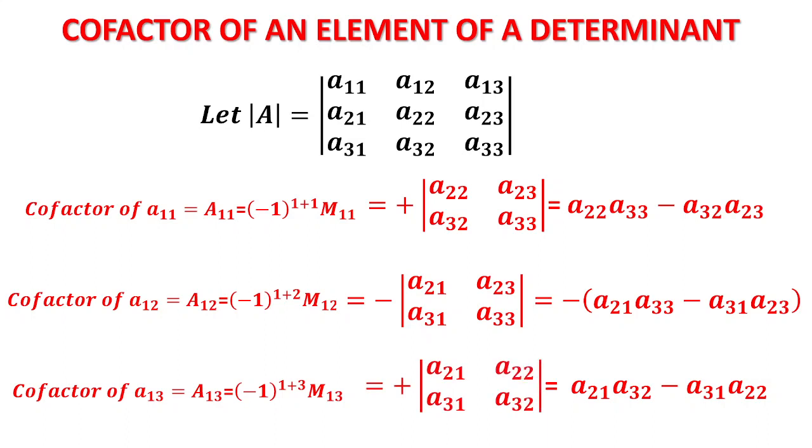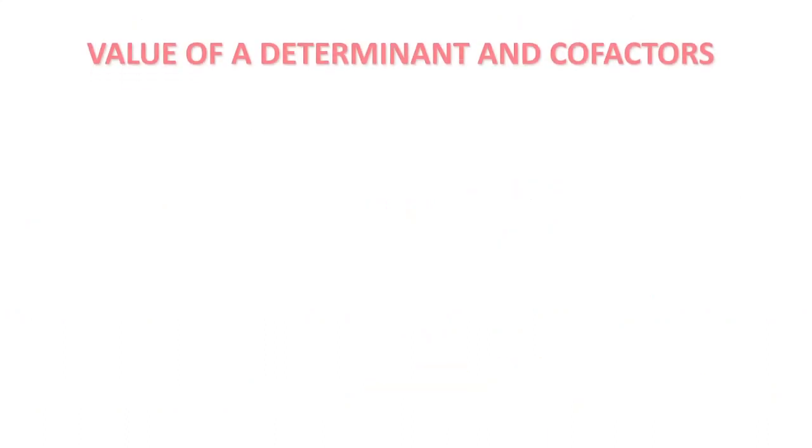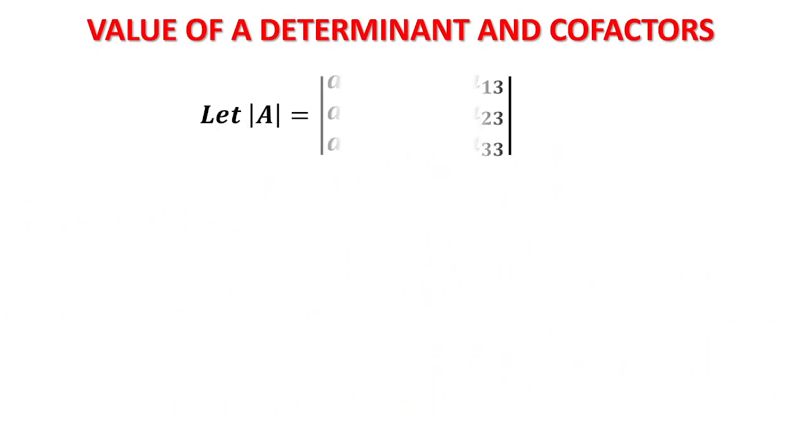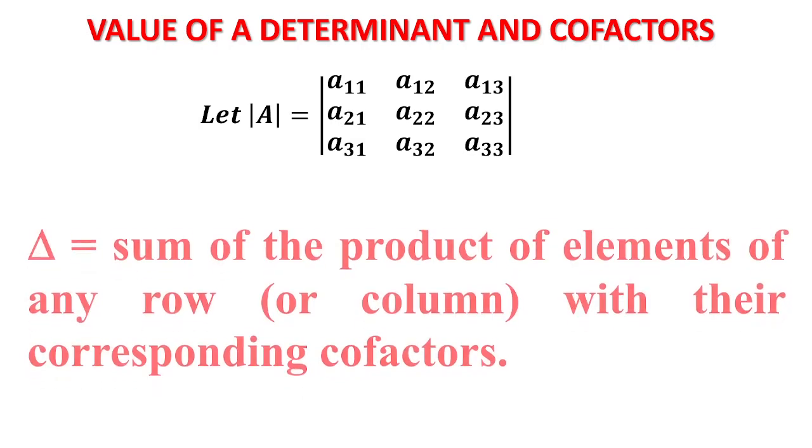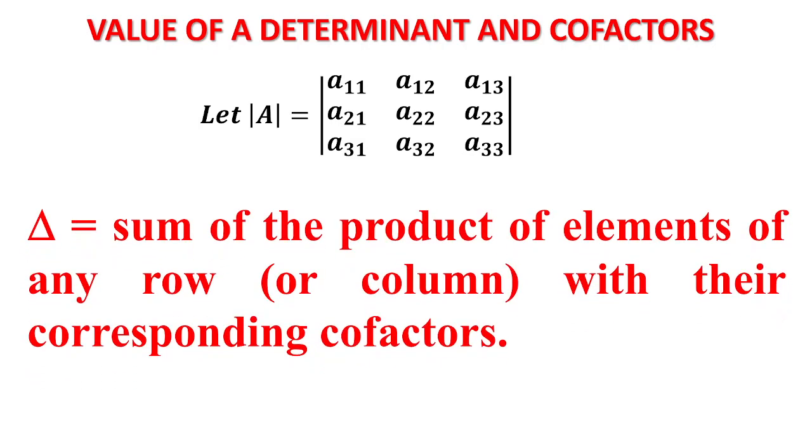Positive, negative and positive. Well, now let us move on to the next idea: value of the determinant and cofactor. We have just discussed what we mean by a minor and a cofactor. But from the cofactors only, the value of the determinant is defined: the sum of the products of the elements of any row with the corresponding cofactors. Already we have done it while expanding a determinant. We have multiplied the element with its cofactor and added.